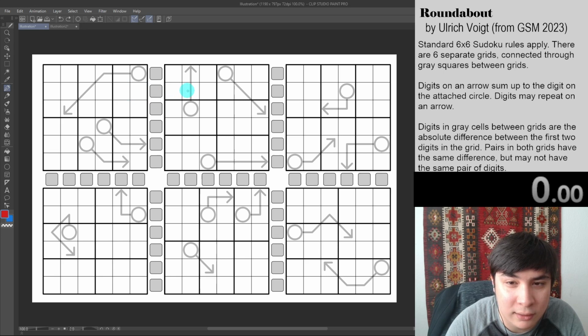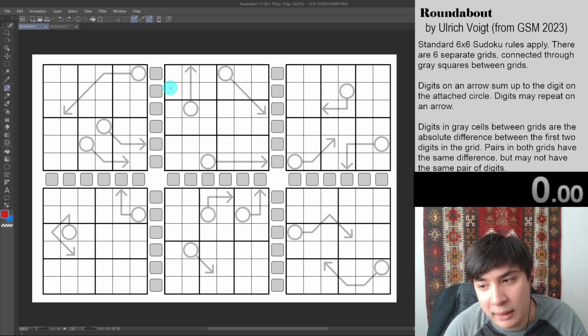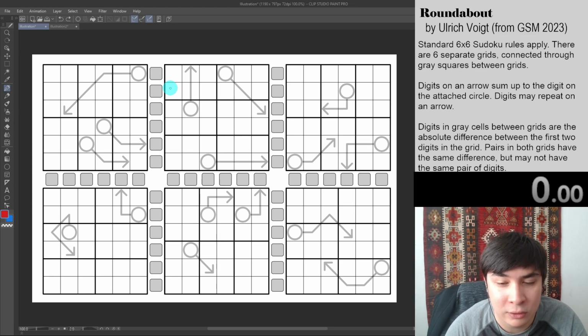The 2 pairs on either side have to have the same absolute difference between the 2 digits. Order doesn't matter, it's just absolute difference. And also there's another restriction that it can't be the exact same 2 digits. So it's got to be a different pair, same difference.